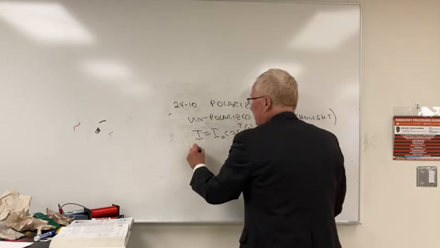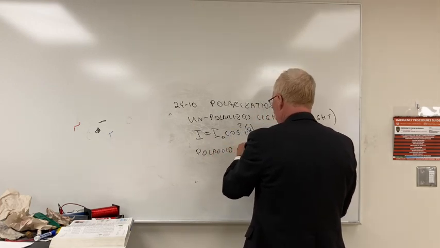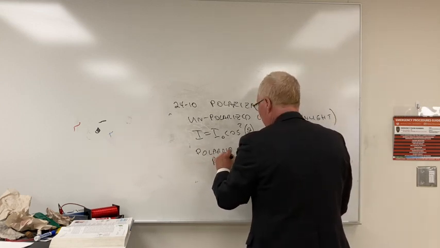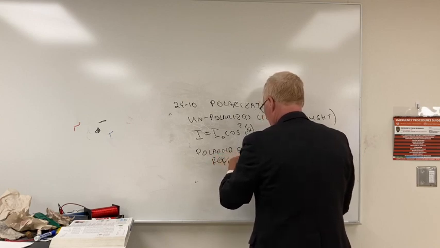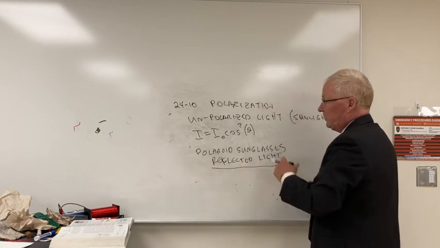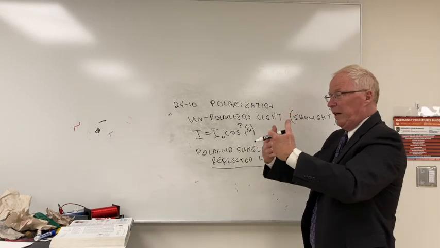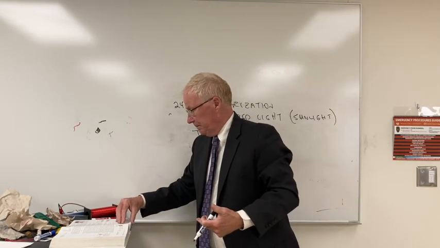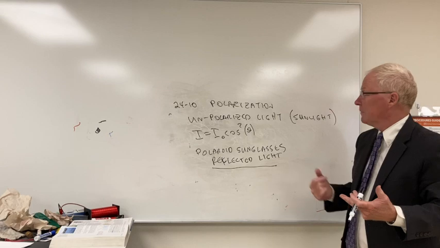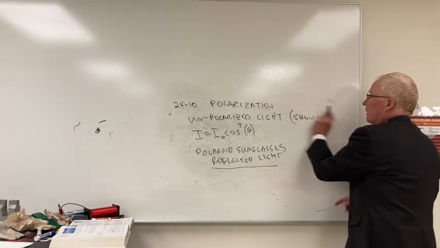And then Polaroid sunglasses. This is based on reflected light, which is polarized. So reflected light is polarized, and taking advantage of that, you can use a Polaroid film to reduce glare but not make everything dark. And that is the end of lab. That's chapter 24.